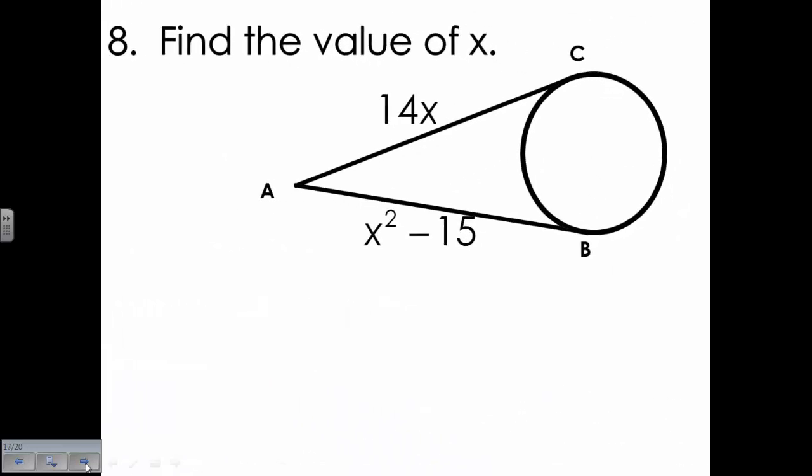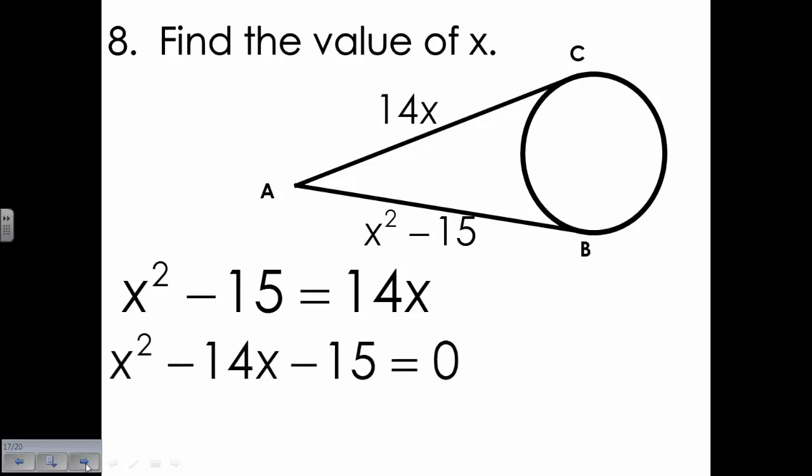Copy this example down. We're going to find the value of x. So again, these are two tangents that come from the same exterior point. So one side of the party hat is equal to the other side of the party hat. Now we've got a squared term and we've got an x to the first power and a constant. So this is a quadratic. We need to bring the 14 over, get it set equal to 0, and try to solve this.